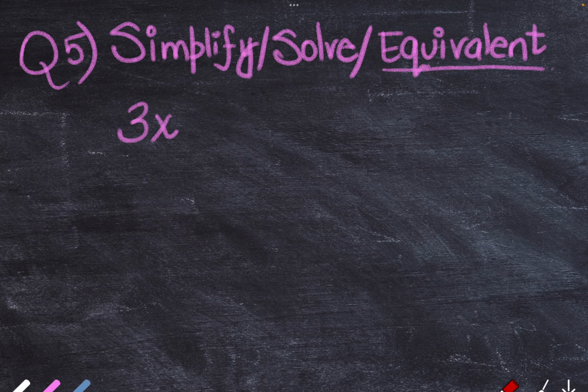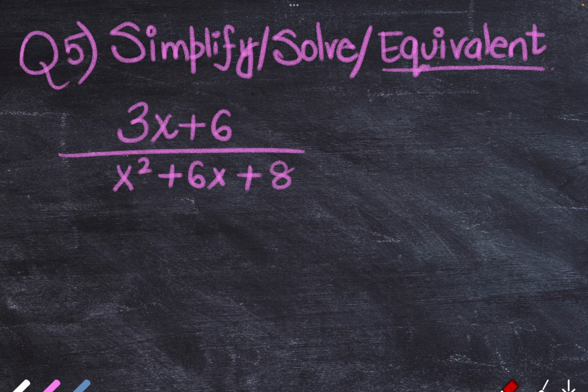So the question is 3x plus 6 over x squared plus 6x plus 8. Now this question is totally different from the last one. Last one we had simplified pieces. We just had to set them up and cancel and get the answer. This one we need to do more work. We need to figure out how I can break down the top part into its pieces, and the bottom part into its pieces.